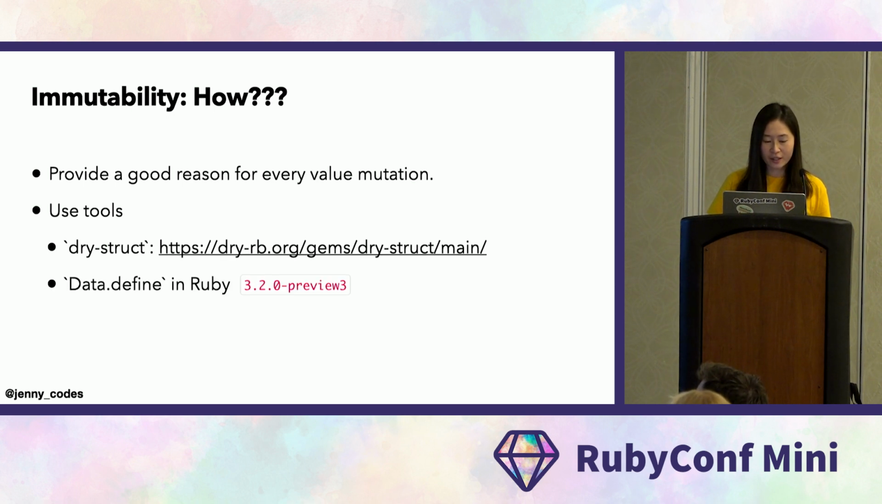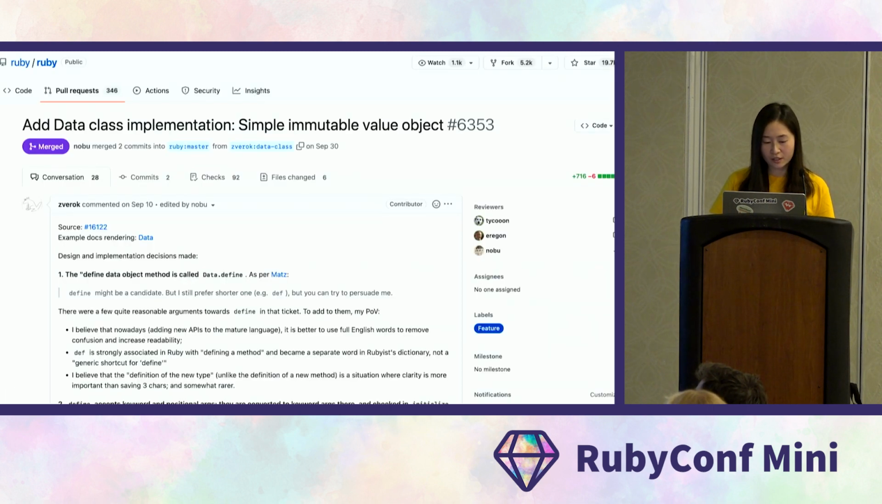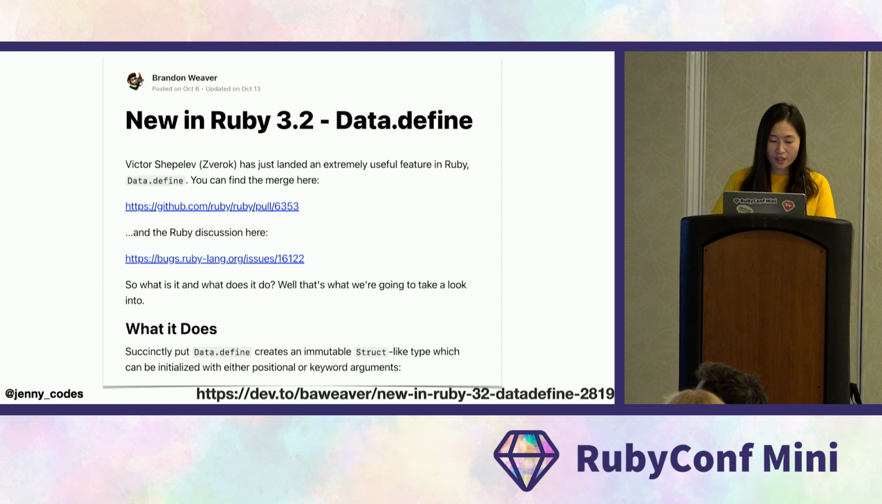And the next thing that I feel quite excited about is Data.define that will come out in Ruby 3.2. You can already play with it in the latest preview. And this is a PR that created the Data class by Victor Shepelev. As the title says, it is a simple immutable value object. And Brandon Weaver here has written a really nice blog post about it, and I highly recommend you check it out, along with the PR, to know more about it.